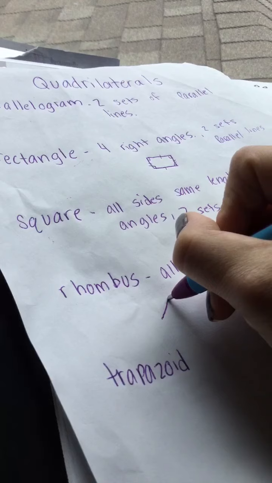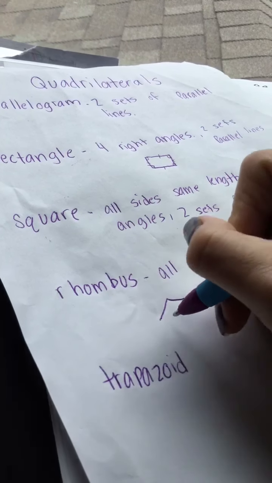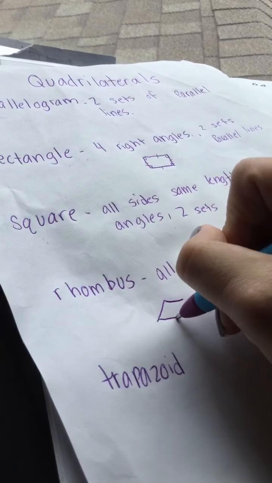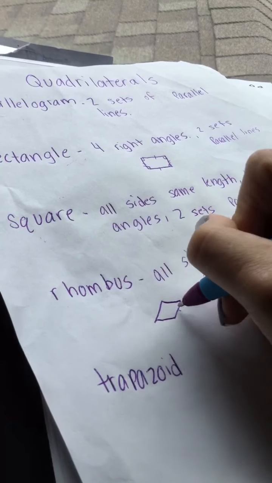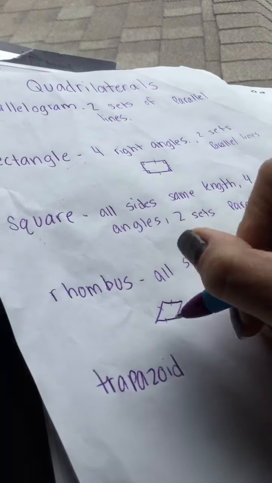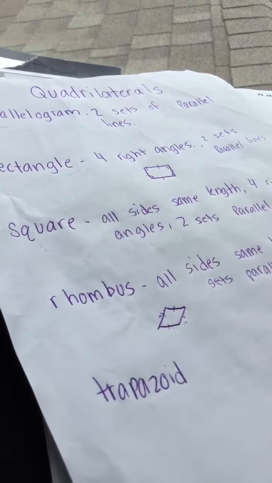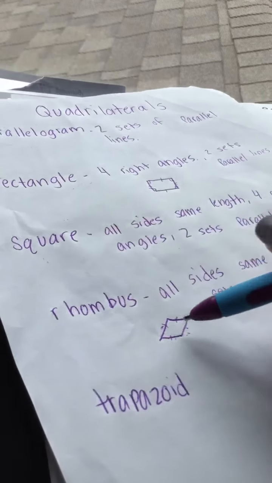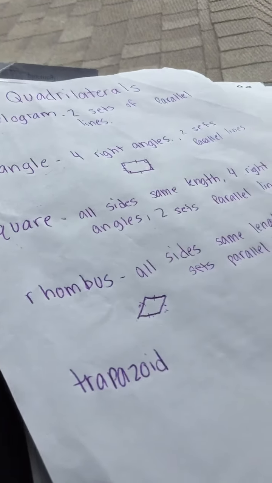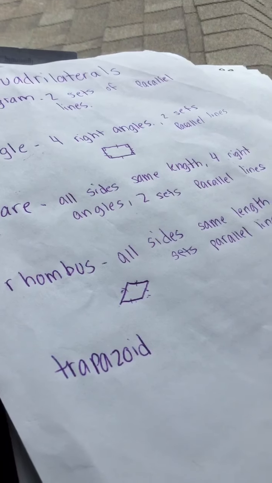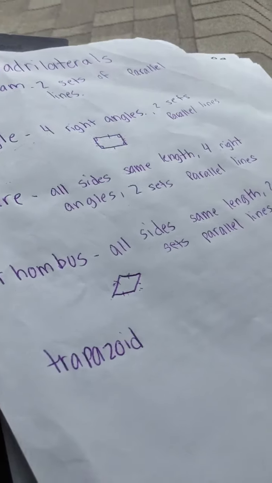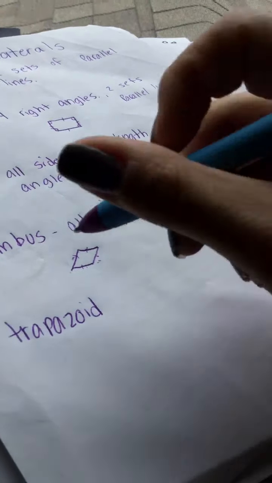Rhombuses look, let me see if I could draw it, like a diamond. So all the sides are the same, they're parallel, the lines, but it's sideways. These angles are not right. I hope that kind of helps. It also shows it in the visual learning video.